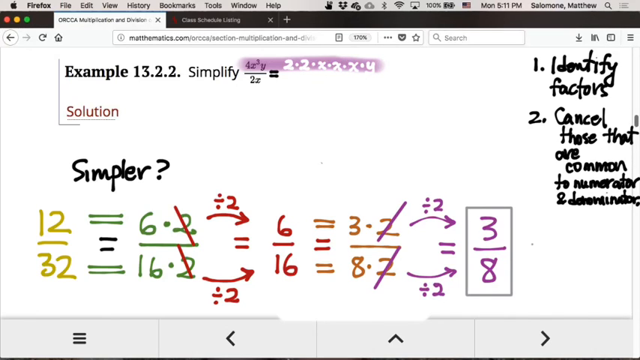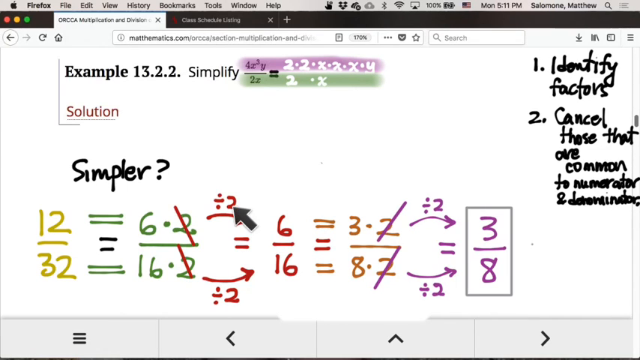Meanwhile, downstairs, in my 2x, there's not a lot of meaningful factoring to be done, but it still might be a good exercise for us to identify the factors. 2, well, the only factor of 2 is 2 itself. And then x, well, the only factor of x is also x itself. So I'm just going to write that. So now I've identified upstairs and downstairs all of the factors in my numerator and my denominator. So my step 1 is done.